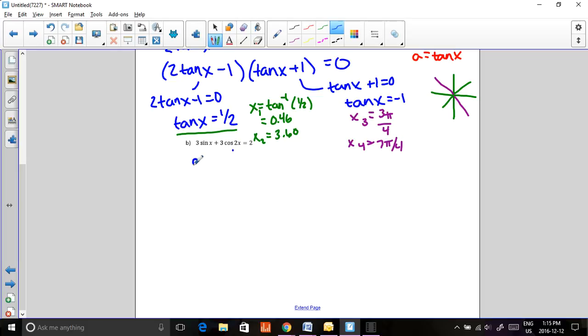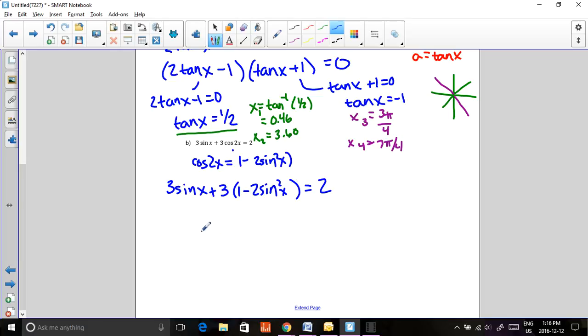Cos 2x is what we're replacing, and we're replacing it with 1 minus 2 sine squared x. Because if I put that in instead, then it creates a quadratic equation with only sine. So I get 3 sine x plus 3 times (1 minus 2 sine squared x) equals 2. So to solve this, I need to have something that looks like a quadratic. So I need to expand this bracket, move this 2 over to the other side, and collect like terms.